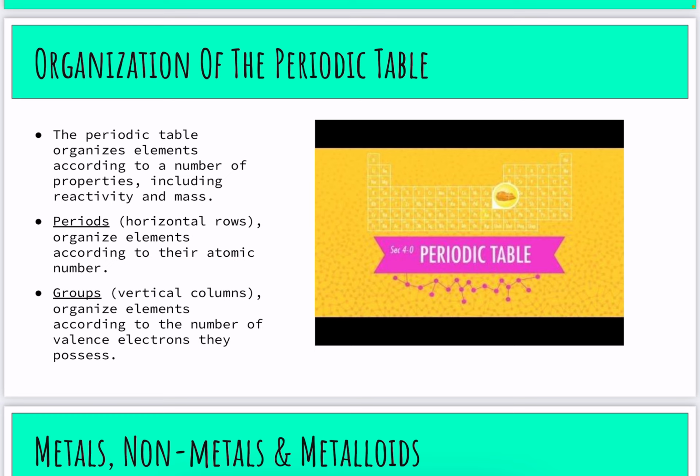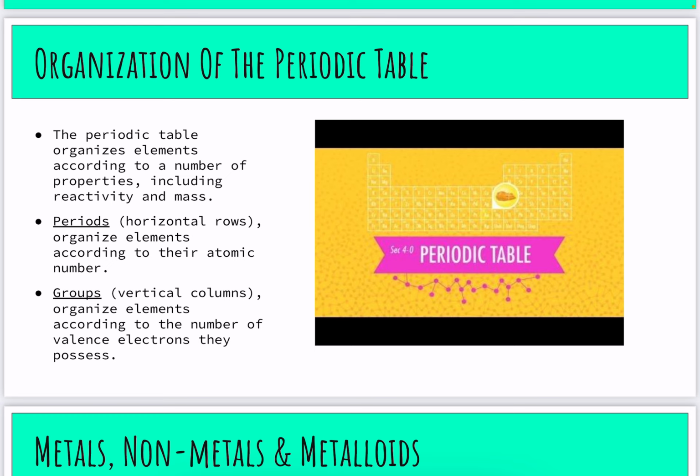It says the organization of the periodic table. The periodic table organizes elements according to a number of properties, including reactivity and mass. And the other day in class, we talked about how as it goes up the periodic table, things become heavier, I guess we can say. Things have more mass. And that's mostly due to the fact that the higher you go up on the periodic table, the more protons there are. Protons have mass. So as you have more protons, you're going to have higher mass.